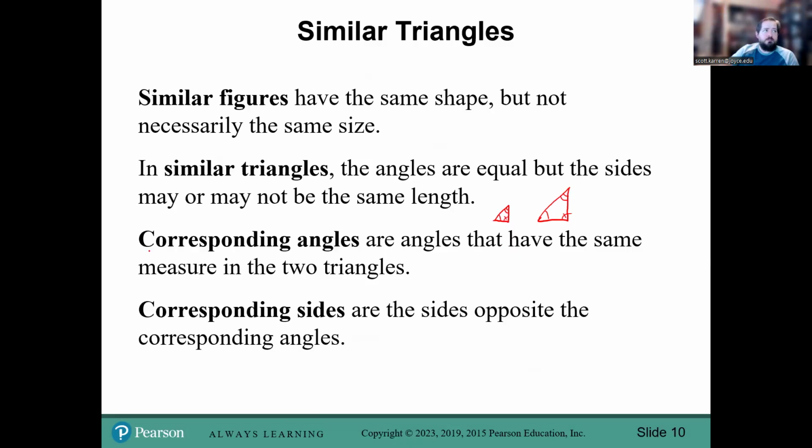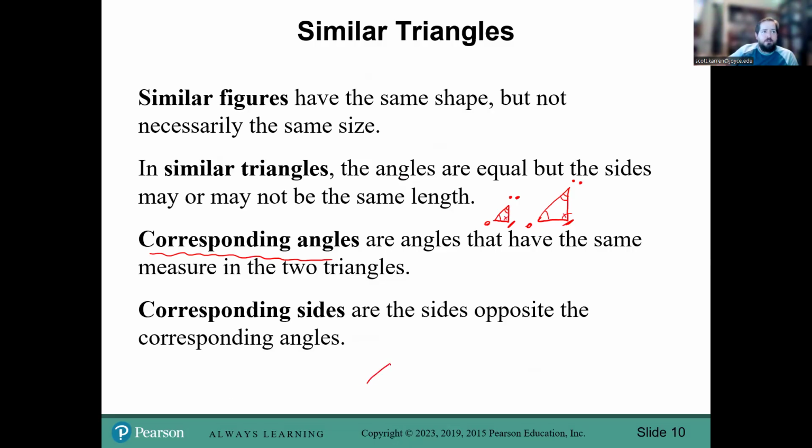These triangles have what's called corresponding angles. That's where this angle right here and that angle right there are the same value, right? So those are corresponding. These two up here are corresponding, and this last one here corresponds with that one. And then we would have corresponding sides, and those are the sides opposite those corresponding angles.